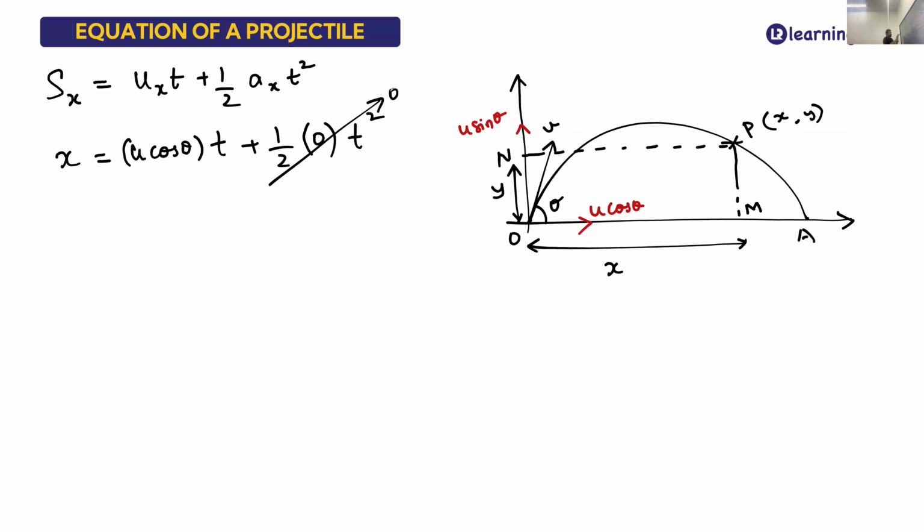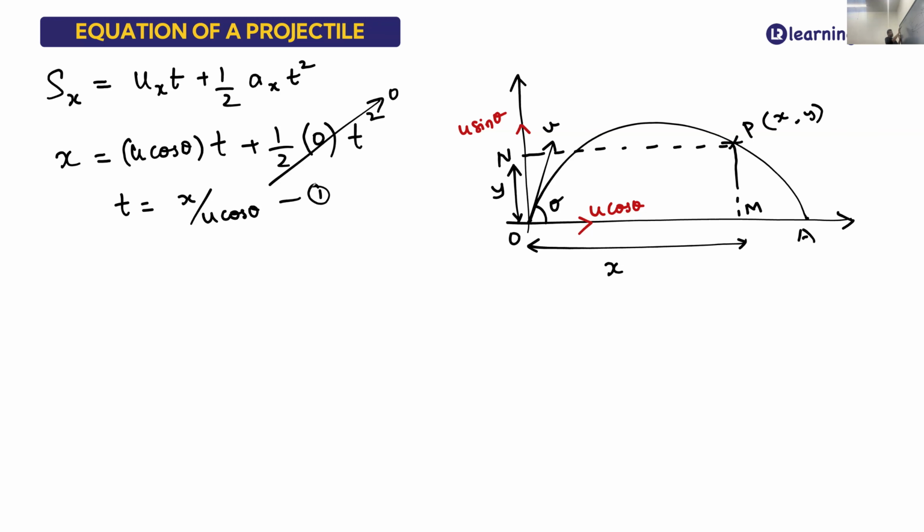From this, what is the expression I can derive? x is equal to u cos theta into t, then what is the value of t? t will be x divided by u cos theta. Let me take this as equation number 1. Right? Let me consider this to be the equation number 1.